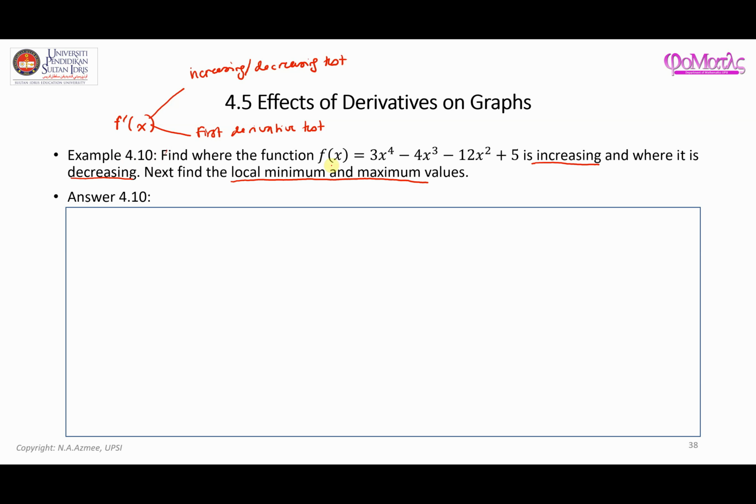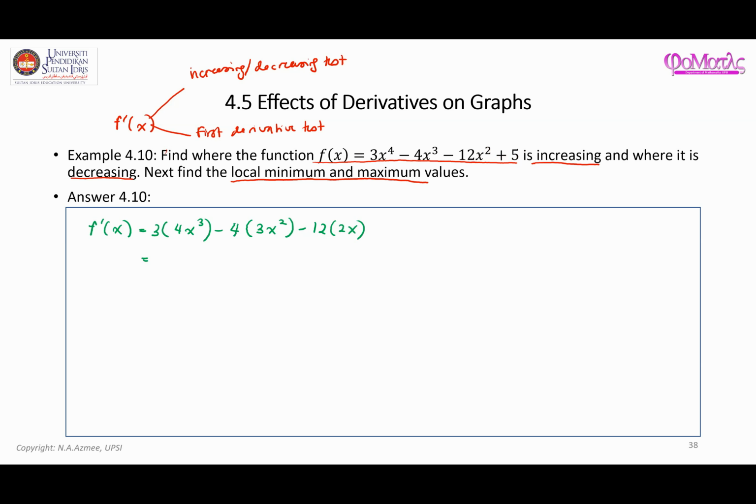Now we have a function, a simple polynomial of degree 4, and our first step is to differentiate that function with respect to x. We're going to find f prime x. 3 is a constant, so just leave it there. Differentiate x to the power of 4, you will get 4x cubed. Minus 4 is a constant, differentiate x cubed, you will get 3x squared. Minus 12 is a constant, x squared will be 2x, differentiate a constant, here will be 0.